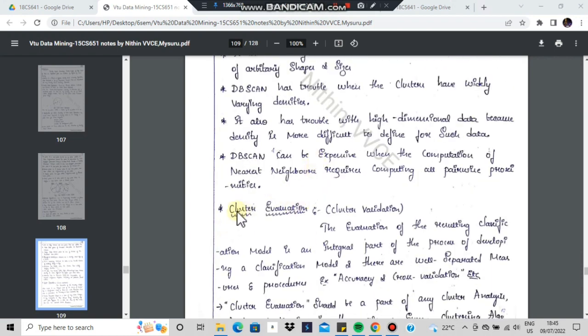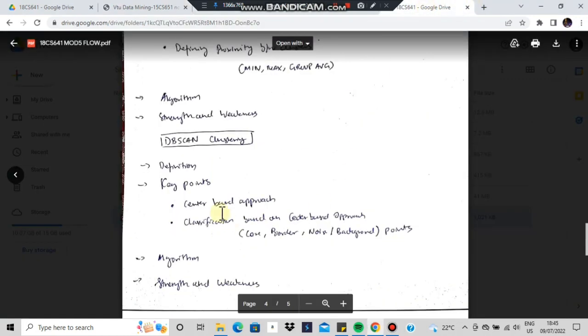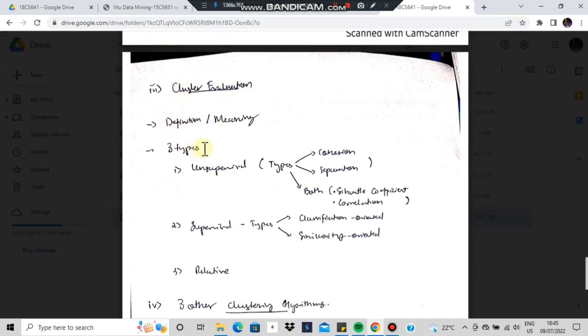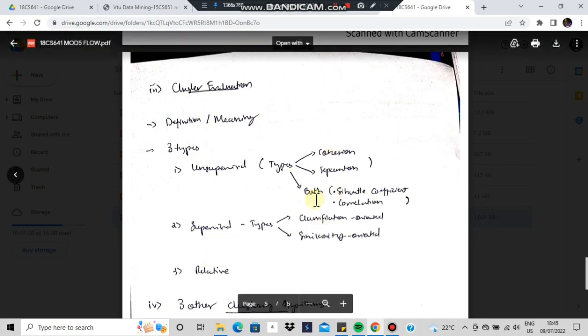So let's move on to the next topic, which is cluster evaluation. Let's see what is in that. This is the third chapter, cluster evaluation. Mainly we have three things: unsupervised, supervised, and relative. Three types of cluster evaluation. We'll first see what cluster evaluation is, and then we'll discuss the three types and the subcategories under them.